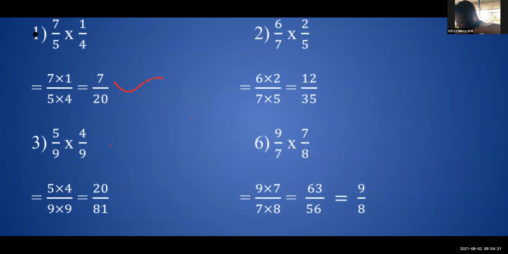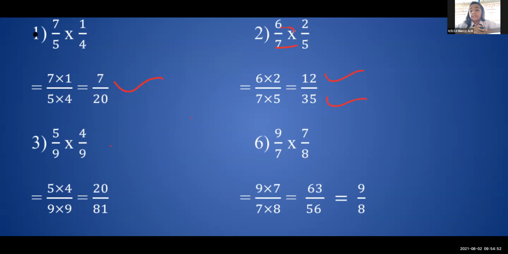Now the second question is written, 6 upon 7 multiplied by 2 upon 5. Now 6 को किससे मल्टीप्लाई करना है? 2 से, और 7 को 5 से. सीधा सीधा मल्टीप्लाई करना है, सीधा. 6 into 2, 6 2s are 12 and 7 5s are 35.